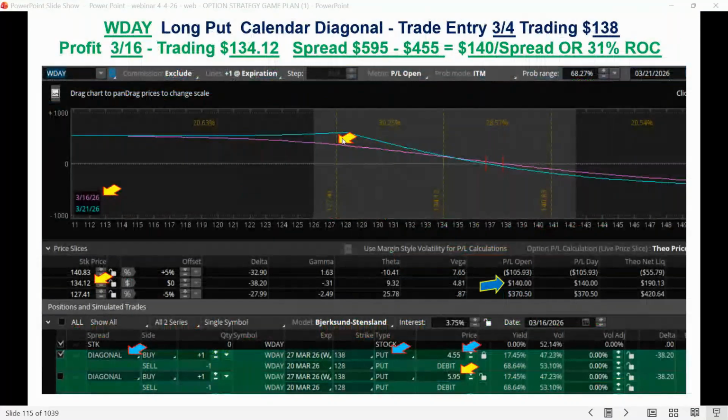And then W day, you can see where it was. It went up on the date here, the 16th. This was now trading the spread on the 16th at 134.12 from 138. So that spread blew out from 455. Now it was at 595, up under 40 bucks, a 31% return. Okay. So, you know, nothing to sneeze at.